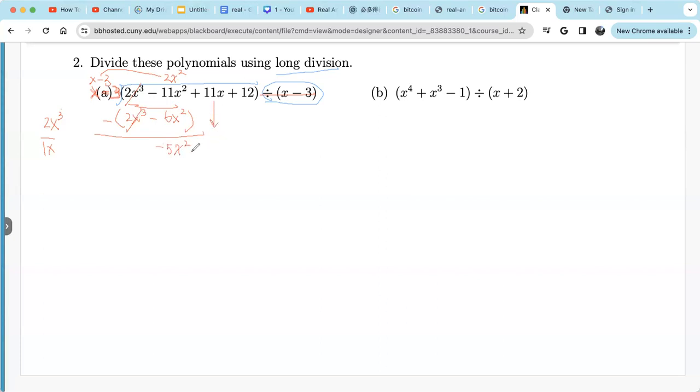The next term is plus 11x. So we write it down here. Then we do the same process. Let me use blue color. Now the leading term here is negative 5x squared. We use negative 5x squared divided by the leading term of x. Each time we divide by this leading term x. Negative 5x squared divided by x, that's negative 5x, isn't it? So we put negative 5x on top, which is a place for the quotient. The negative 5x times x, of course, is negative 5x squared.